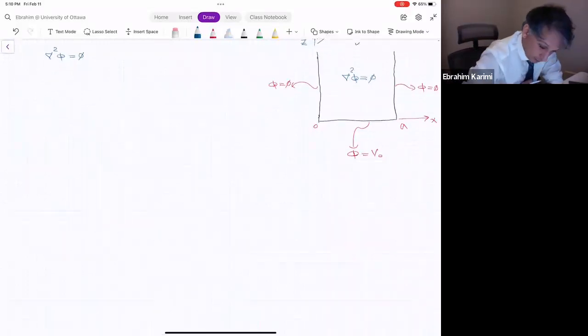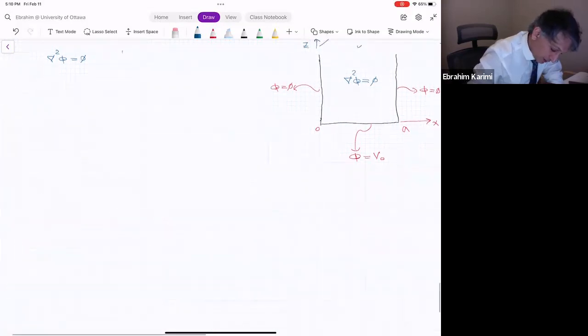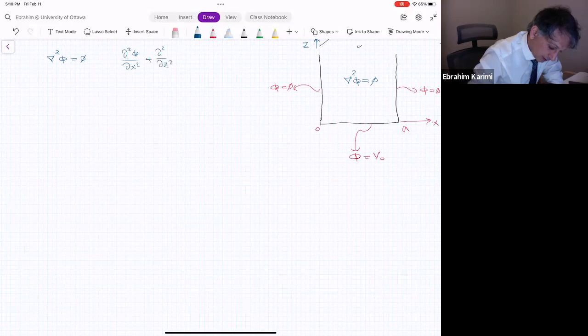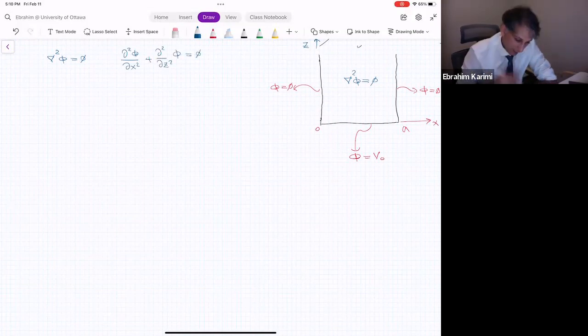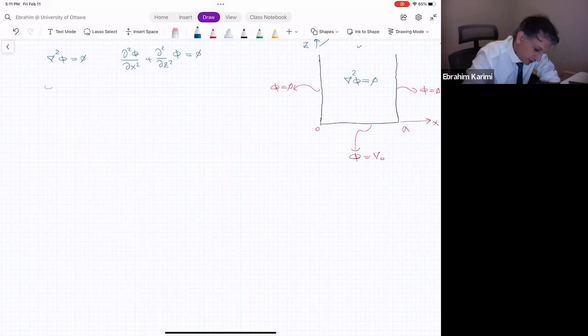So Laplacian of phi is equal to 0, and we have to write the Laplacian in this coordinate system. Upon the discussion, the Laplacian should be written in two dimensions. So it means that the second derivative of phi with respect to x plus the second derivative of phi with respect to z must be equal to 0. All right. So we are dealing with a second order partial differential equation. And what is the functionality of phi? It is a function of x and z. That is very clear from the physics that we have here.